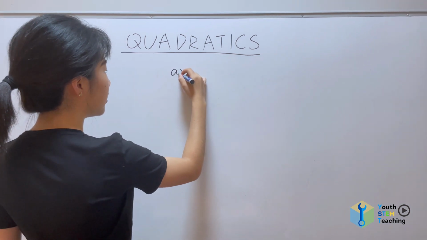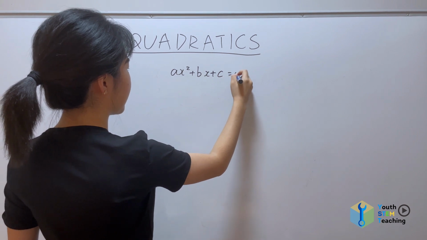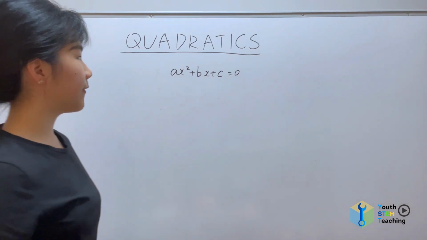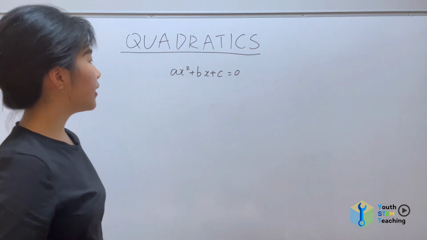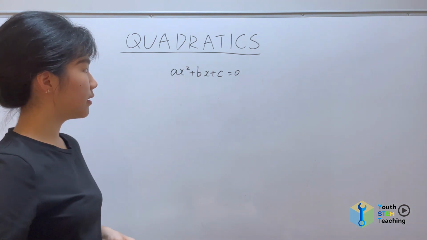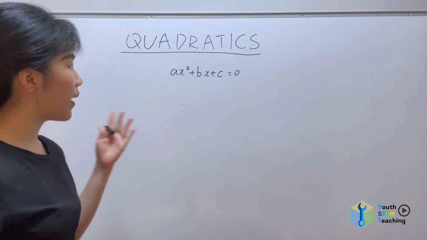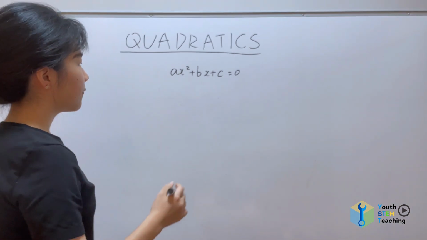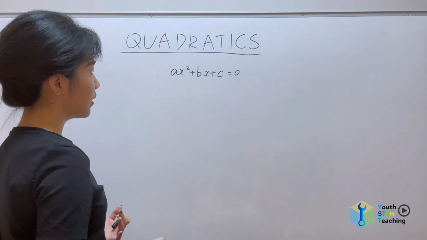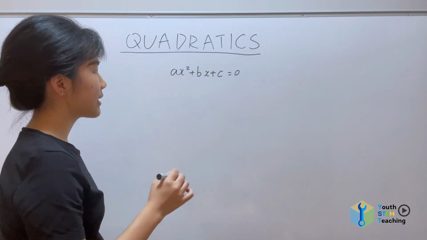A normal form of a quadratic equation is like this, where a is the coefficient of x squared, b is the coefficient of x, and c is a constant. In order to find x equals something, which is the formula to solve any quadratic equation, we need to rearrange this equation. First, we divide both sides by a to get an x squared, which will be more convenient in the further steps to solve for x.